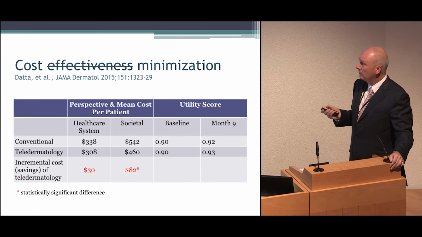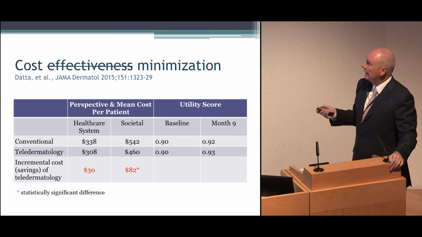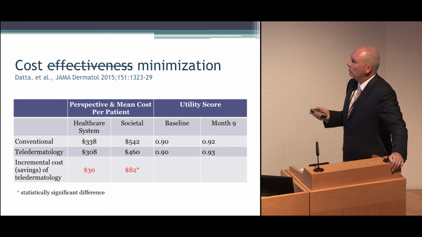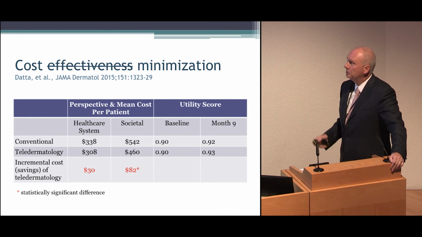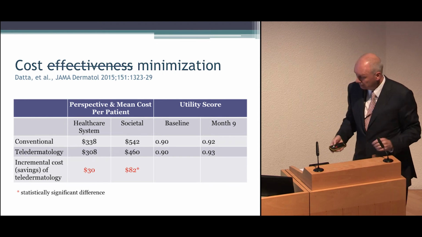At baseline, our utility values for both randomization groups were 0.90, which is always nice when those are the same. It gives you some sense that your randomization actually worked. And at the end of the study, the utilities for both groups increased with just a very small difference between groups. So with essentially equivalent utility values between our two groups, this cost effectiveness analysis really reduces to a cost minimization analysis where, again, cost was really a driving force with a statistically significant difference from the societal perspective.